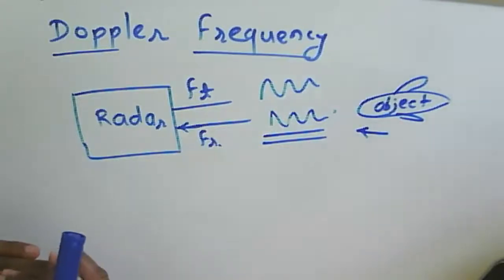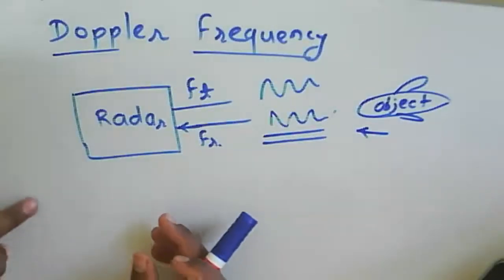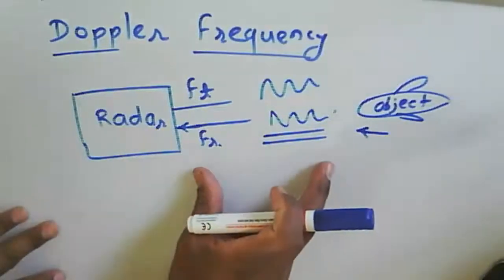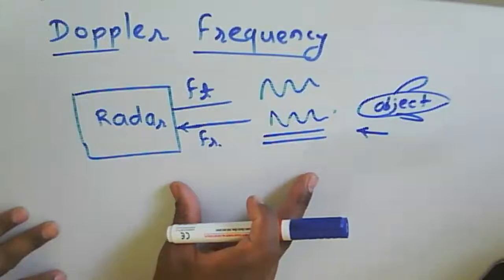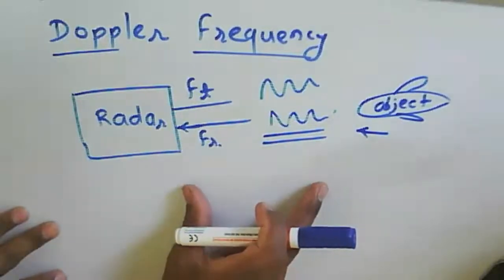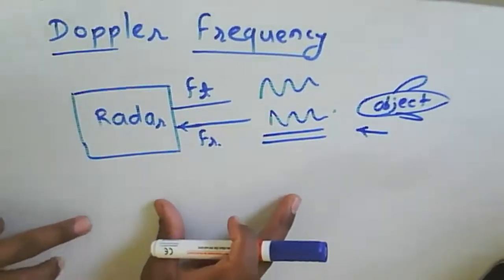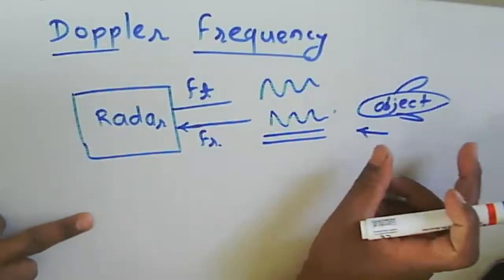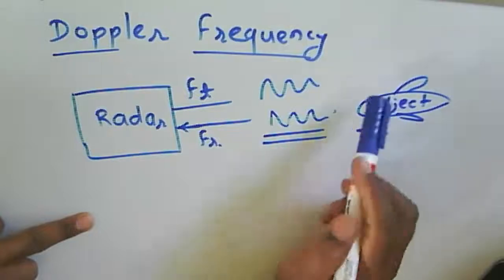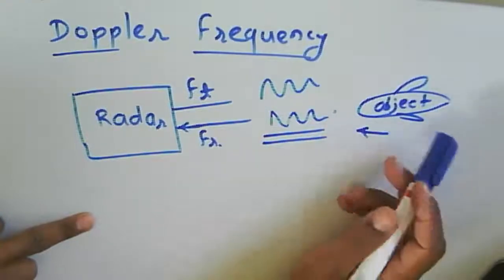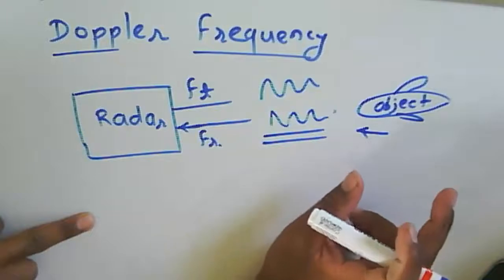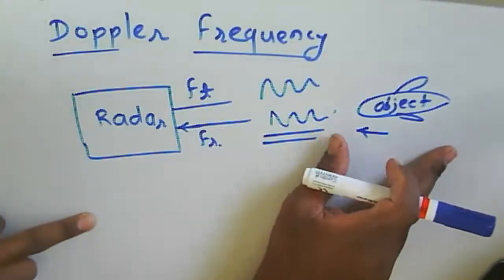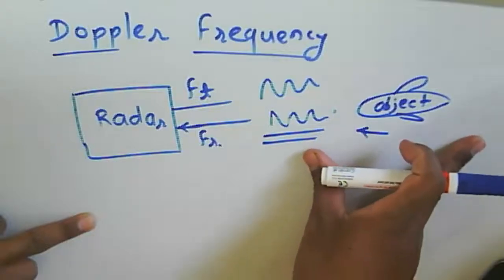Now, what are the various radars that are used? If we consider a continuous waveform radar, or CW radar, the CW radar is used to detect the moving target. Okay, we have an object, that is an aeroplane or a fighter plane. So that continuous radar is used to measure the moving target, as well as the radial velocity of the object.